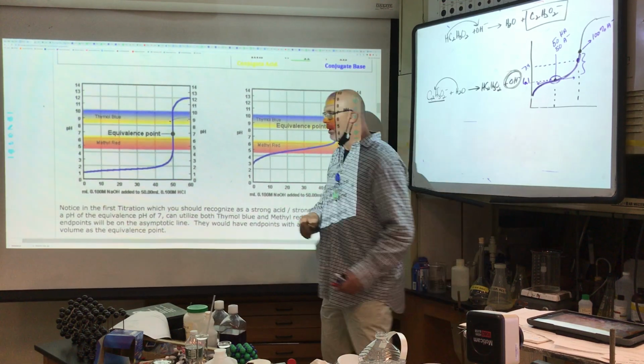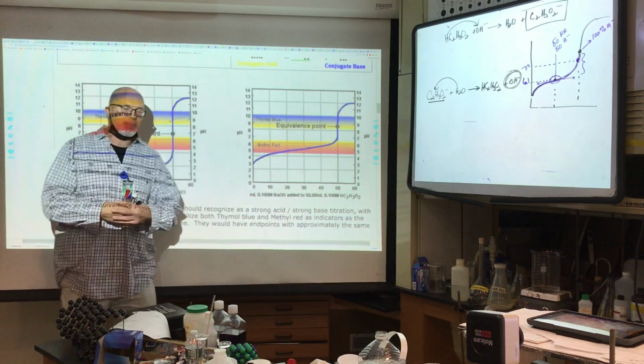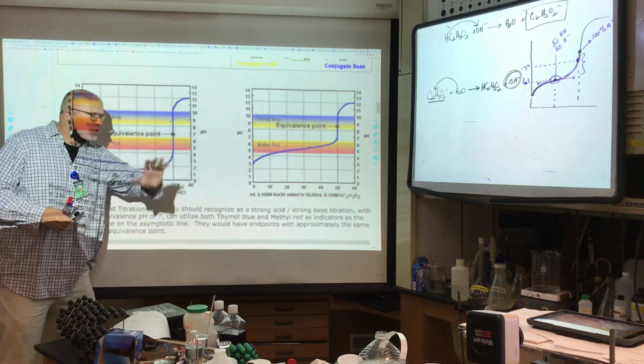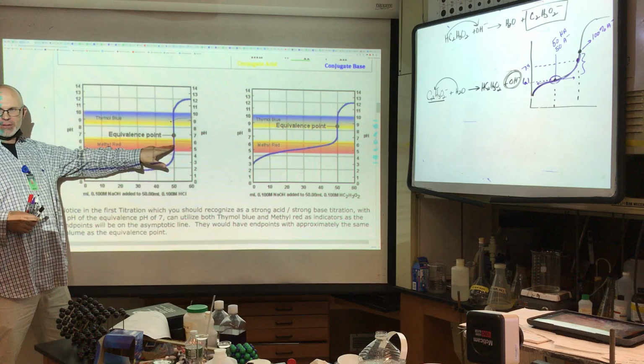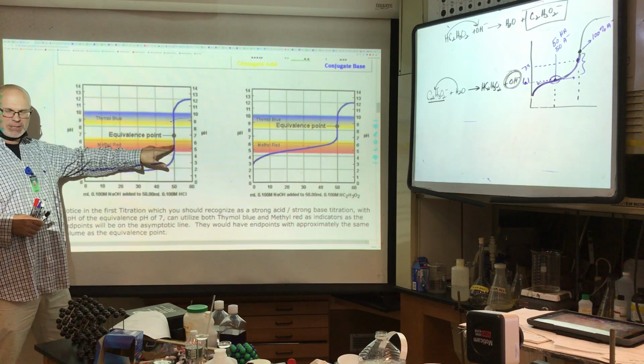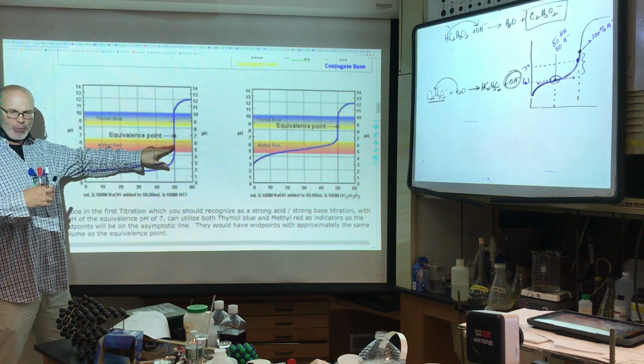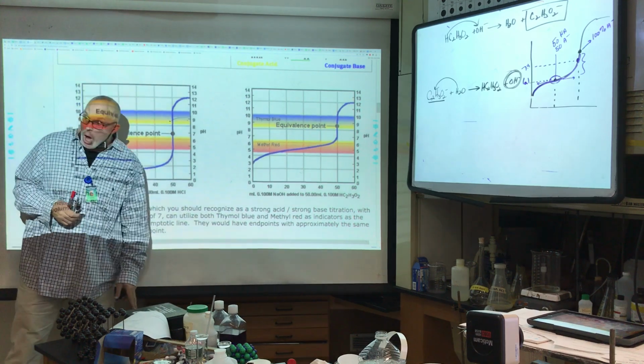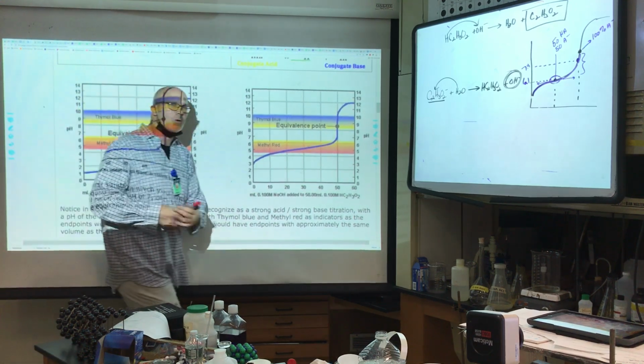So the end point, if you were to do this, and we'll do this in our lab Thursday, you're going to stop the titration at the color change, when the color change persists for 30 seconds. And that's the end point. Is it the equivalence point? No! It approximates the equivalence point.